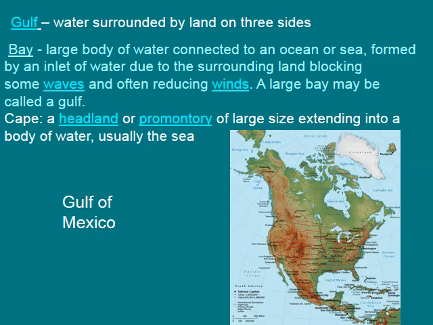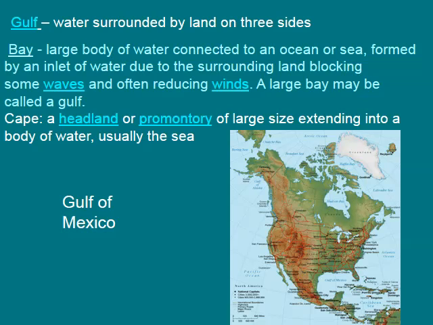A gulf and a bay I've heard used interchangeably, but they are different. A gulf is water surrounded by land on three sides, kind of like a peninsula of water in a sense. But a bay is a large body of water connected to an ocean or sea. A gulf can also be connected to an ocean or sea, but it's formed by an inlet of water due to the surrounding land blocking some of the waves and often reducing the wind.